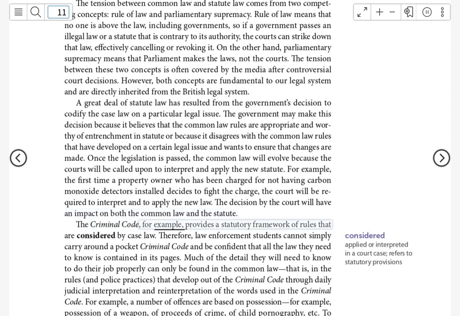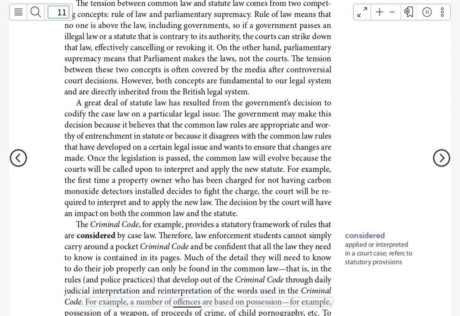The Criminal Code, for example, provides a statutory framework of rules that are considered by case law. Therefore, law enforcement students cannot simply carry around a pocket criminal code and be confident that all the law they need to know is contained in its pages. Much of the detail they will need to know to do their job properly can only be found in the common law, that is, in the rules and police practices that develop out of the criminal code through daily judicial interpretation and reinterpretation of the words used in the criminal code.